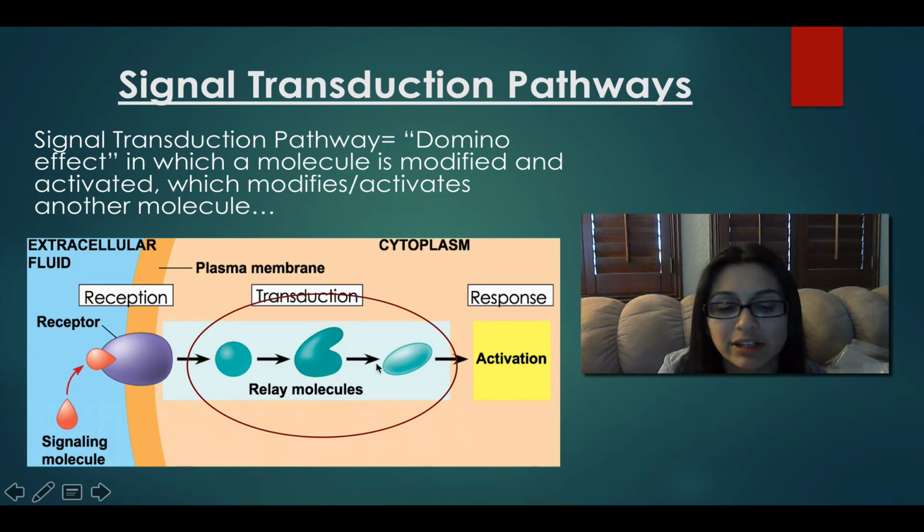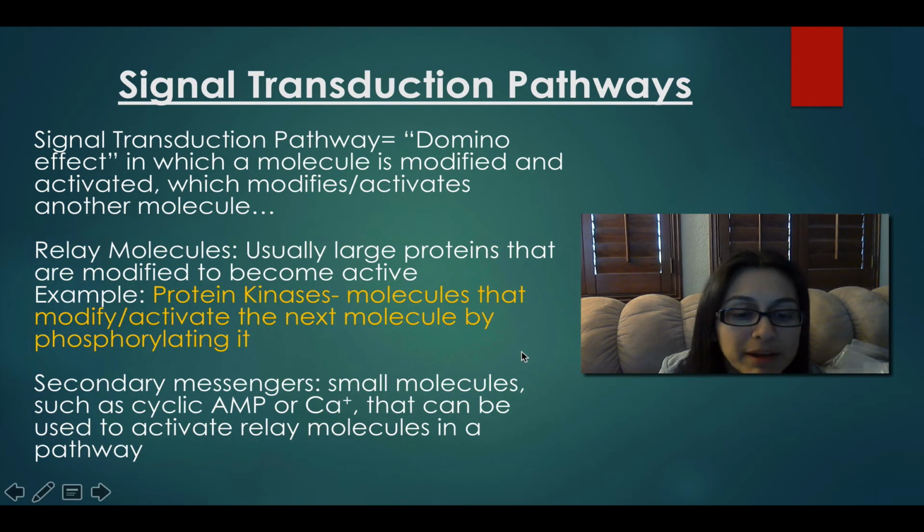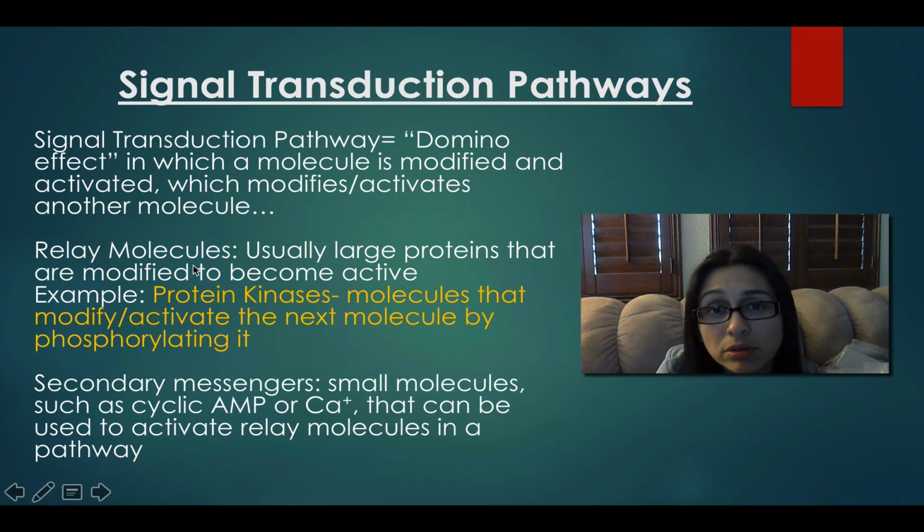The key here is the fact that one molecule, when it becomes activated, can then modify and activate the next one, which modifies and activates the next one, and so on, until eventually you get an overall change within the cell. Now, two important things to remember about signal transduction pathways is that there are relay molecules. Relay molecules are almost always proteins.